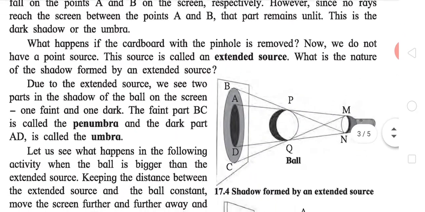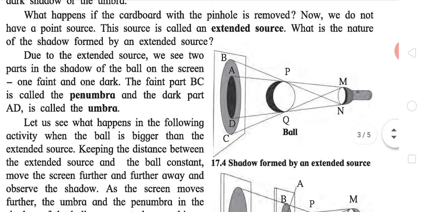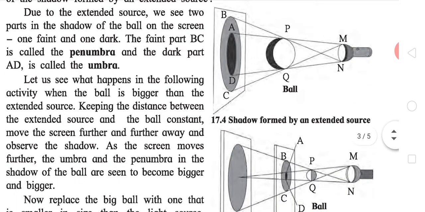What happens if the cardboard with the pinhole is removed? Now, we do not have a point source. This source is called an extended source. What is the nature of the shadow formed by an extended source? Due to the extended source, we see two parts in the shadow of the ball on the screen. The faint part BC is called the penumbra and the dark part AD is called umbra.